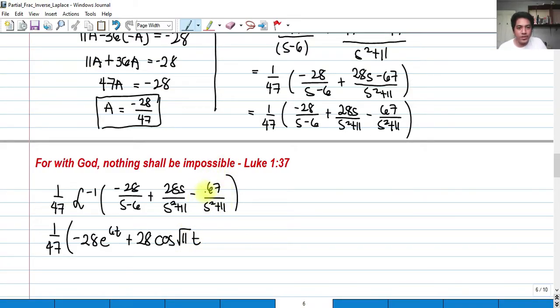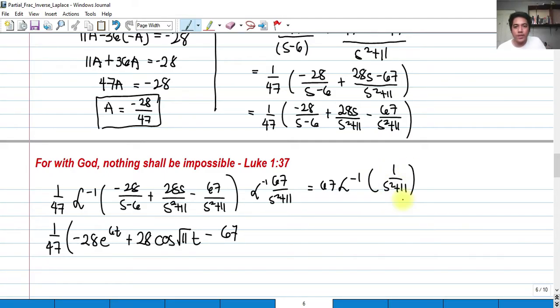And then, of course, minus, I can factor out 67. We have 1 over s squared plus 11. But take note, in evaluating the inverse Laplace of this, I can factor out 67 times the inverse Laplace of 1 over s squared plus 11. But I can also force this numerator to be letter a, because the inverse Laplace of sine at is a over s squared plus a squared.